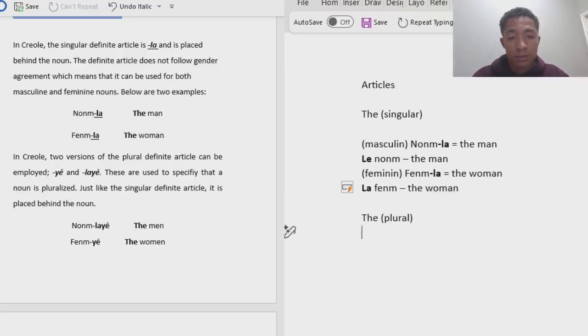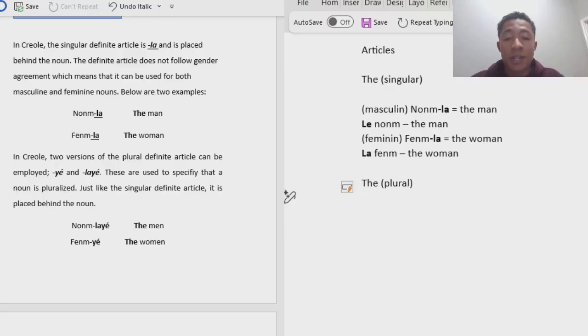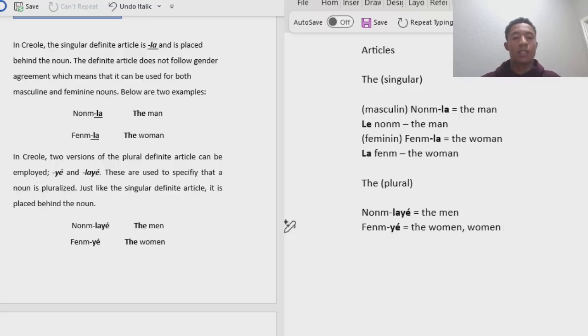Now for the plural, this one also has multiples. So using the exact same format with the man and the woman, you have nom laye, which equals the men, and then you have femme ye, which equals the women, or even just women. Nom laye, femme ye. Now, you might notice something.